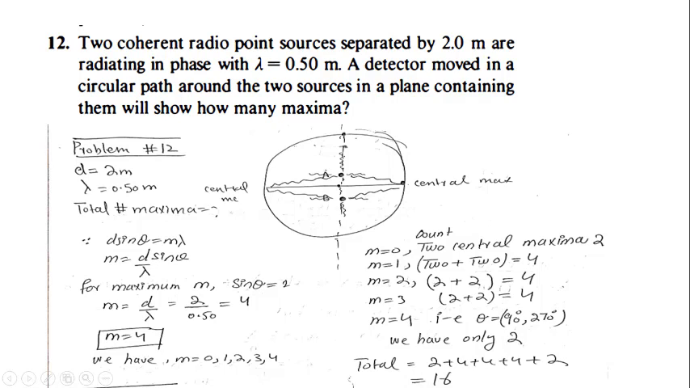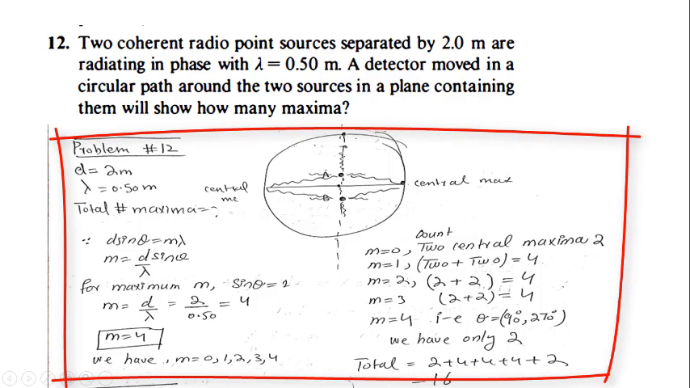Next problem is 12, and this is a very interesting problem. So we have two coherent radio point sources separated by 2 meter, radiating in phase with lambda 5.50 meter. So wavelength is given, the separation between sources is given, 2 meter. A detector moved in a circular path around the two sources in a plane containing them will show how many maxima? So we have a detector that is moved in a circular path, so it means our screen is of circular shape.